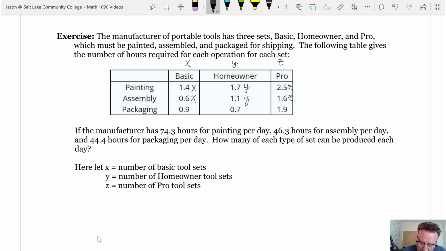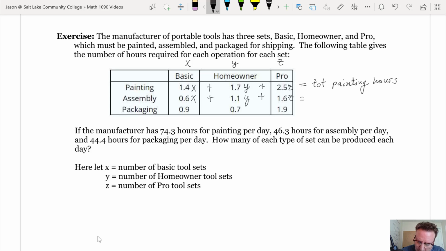Okay, and similarly for these other values, this second row, if I put plus signs in here, plus, plus, plus, plus, so this first equation is going to be the total painting hours.